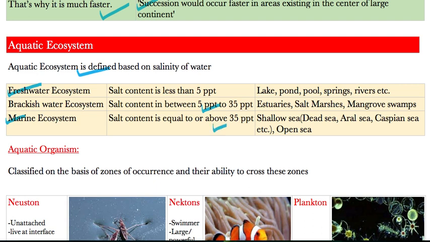And examples for freshwater systems are lake, pond, pool, spring, rivers, etc. For brackish you have estuary, then salt marshes, mangrove, swamp, etc. Then for marine ecosystem you have all the oceans, then seas, then shallow seas, for example Dead Sea, then Aral Sea, then Caspian Sea. They are also examples.